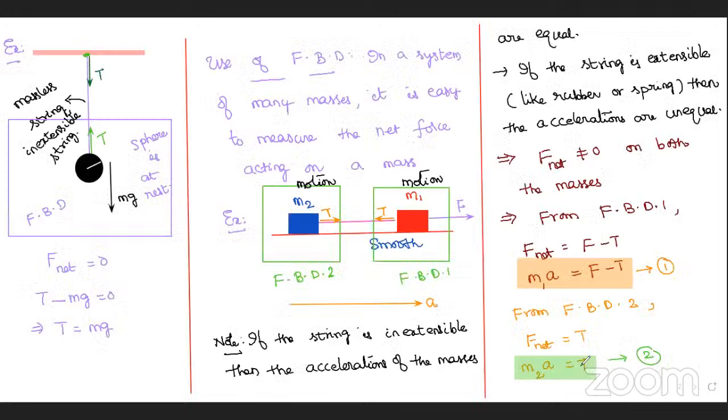Right. If I add the two equations, while adding, T gets cancelled and on the left hand side you will get F, and on the right hand side M1A plus M2A. So I write M1A plus M2A equals F after cancelling T and T. I want the unknown acceleration, that implies A equals F by M1 plus M2.